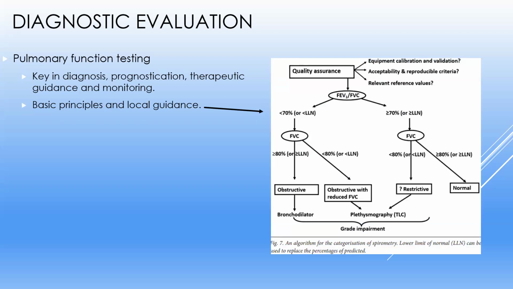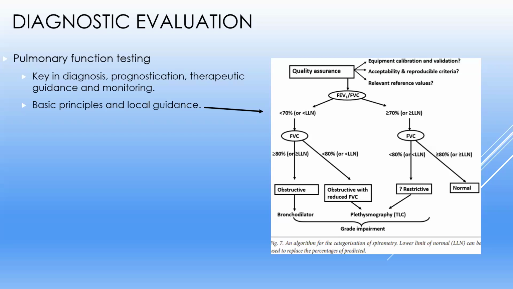Always start with your quality assurance. Can the patient blow out for 6 seconds? Are we able to produce reproducible criteria? And then we start with our basic reference values. We always go back to this, as keeping it simple leads to some foolproof methods, as mistakes can easily be made in quite a difficult diagnosis.